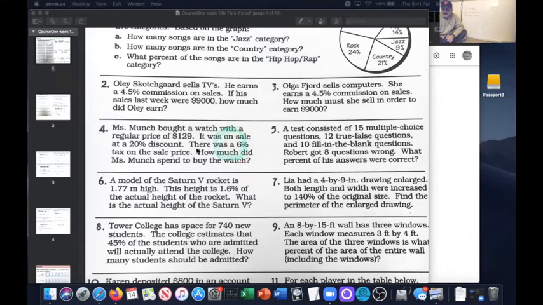Then we have to pay tax, so we have to find out what 6% is and then add that. So we have a couple of things going on here. First we want to find the amount of discount. How much less are we going to pay? We'll get a new number, and then we'll figure out how much more we're going to add, based on 6%.